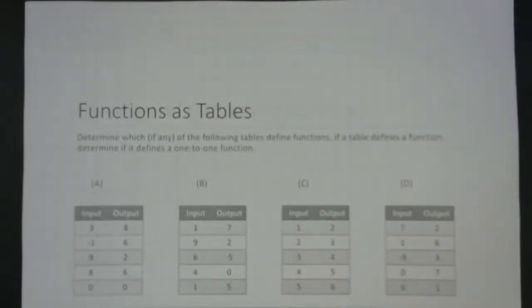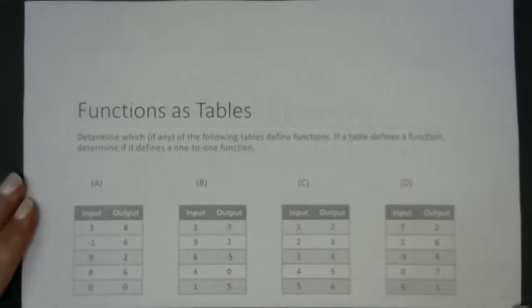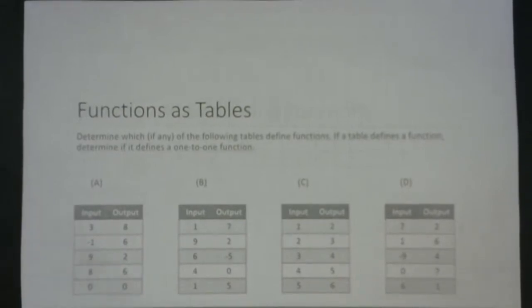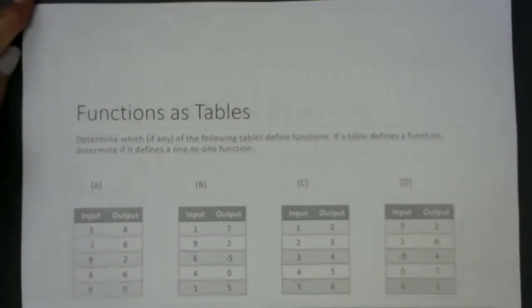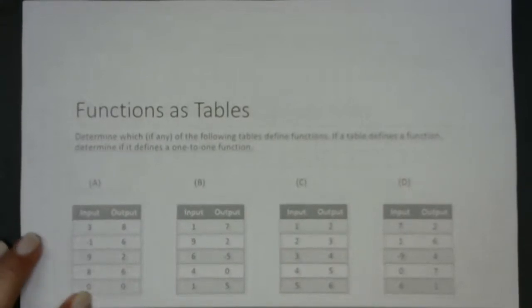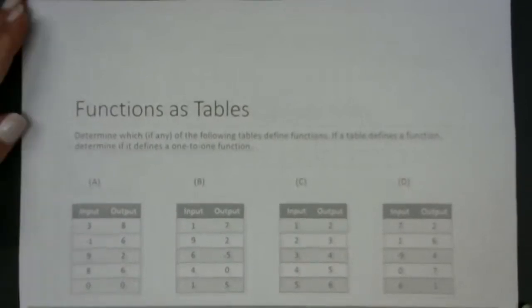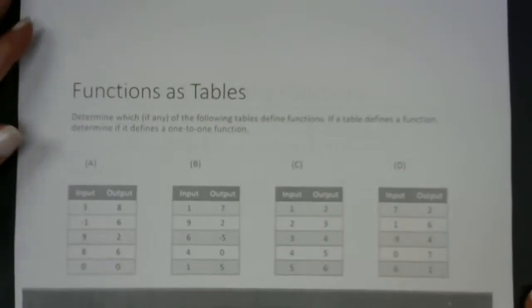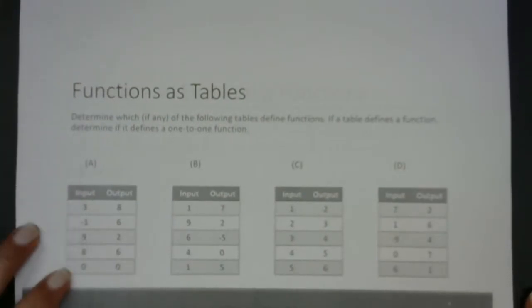Okay, we can also look at functions as tables of values, right? We've got some examples here where we don't know what the rule is. We might guess at it, but we don't know. With these functions, all we know is the inputs and the outputs. Can we determine if these tables actually represent functions?